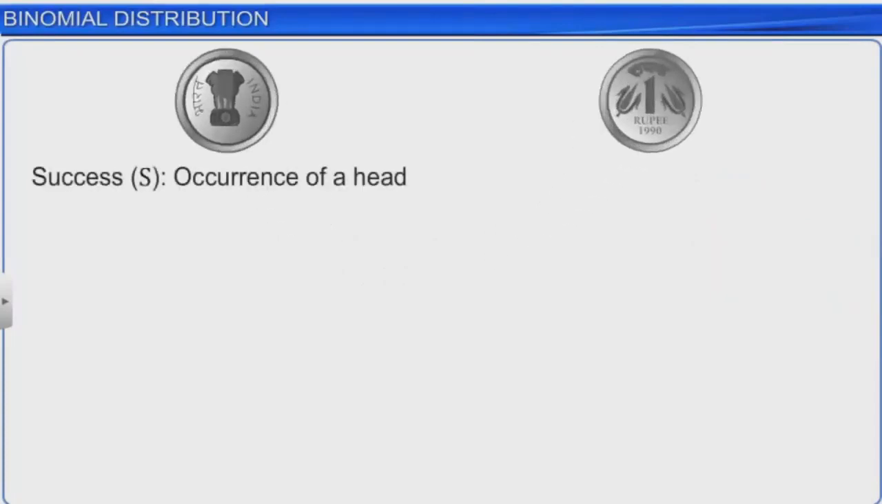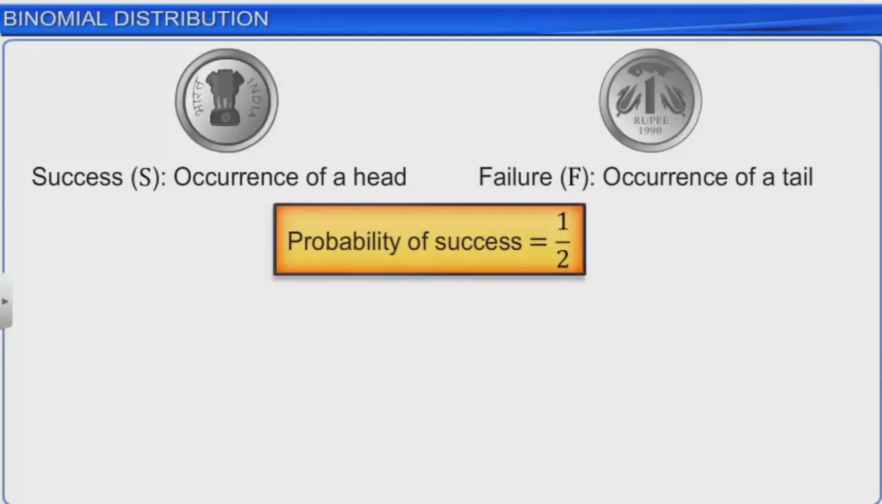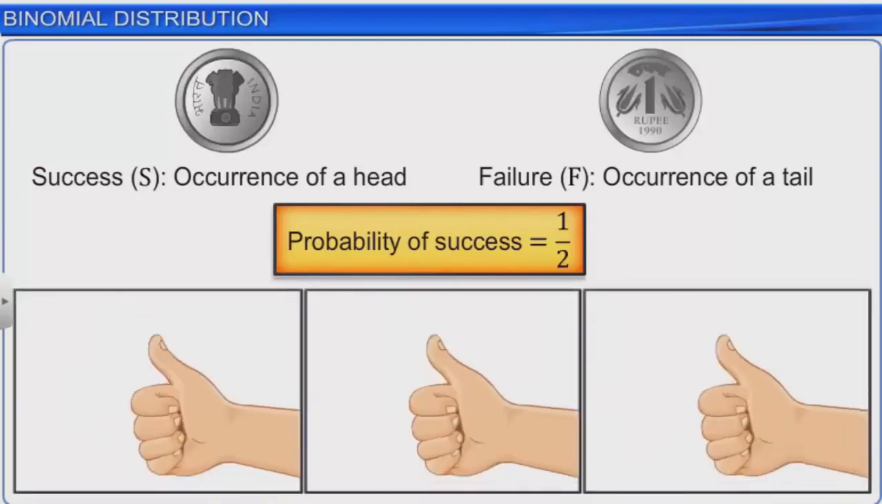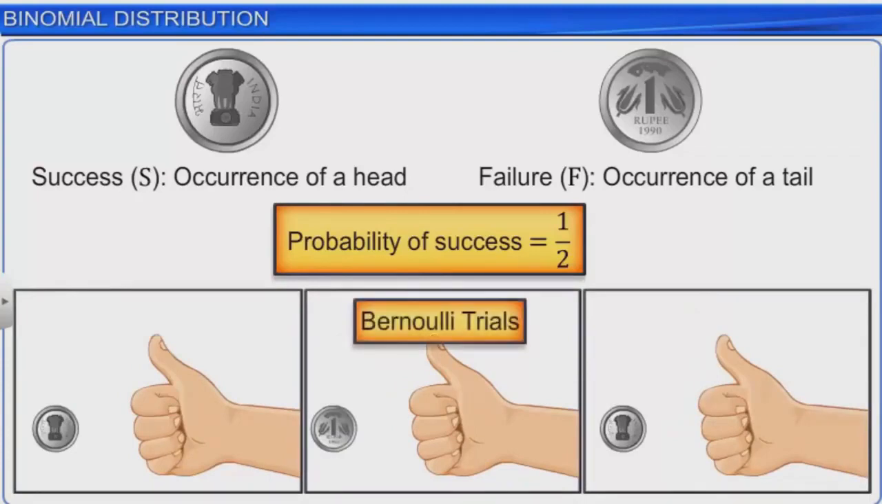Consider an experiment of tossing a coin. Let the occurrence of a head be considered a success, and the occurrence of a tail a failure. Thus, the probability of success is 1/2, which remains the same for any number of trials. This implies that the outcome of each trial is independent. Hence, the trials are Bernoulli trials.